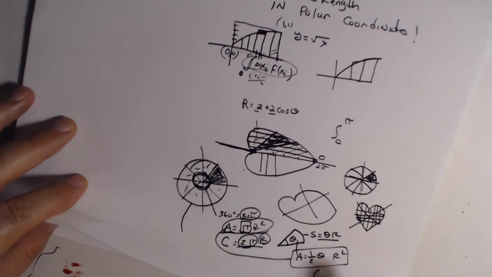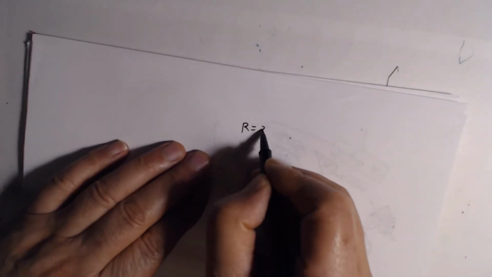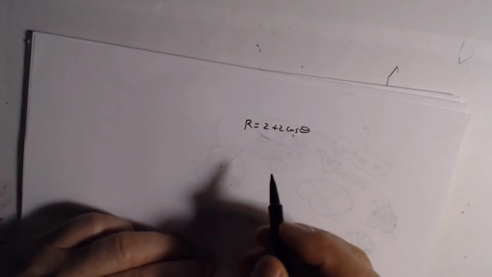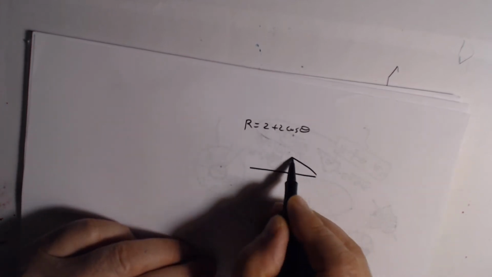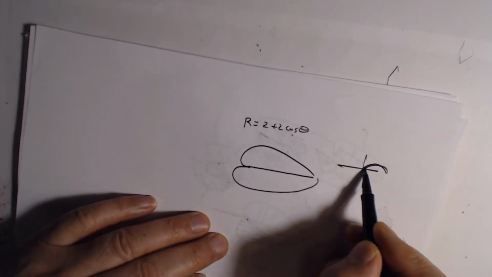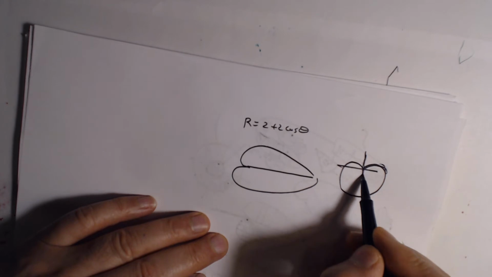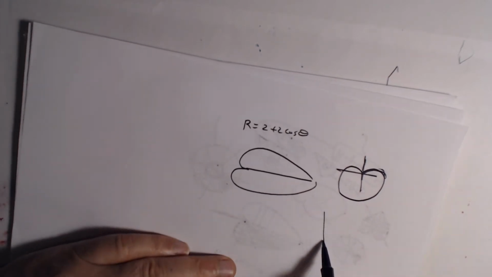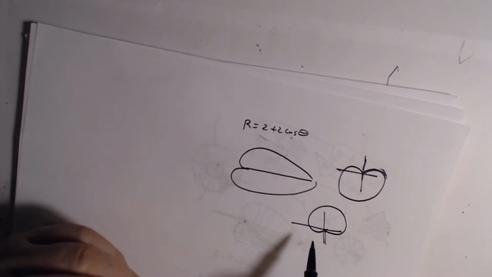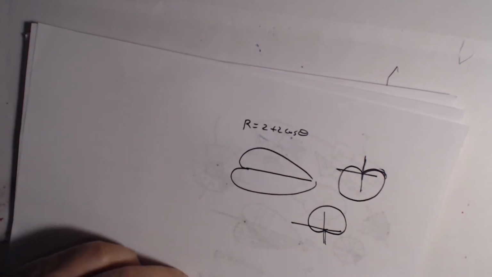And the question is, if you have a cardioid of r equal to 2 plus 2 cosine theta, you have to know where the cusp is. Sometimes the cusp, depending on the cardioid, is at pi. Sometimes the cusp is not at pi. Maybe it's at pi over 2. Maybe the cusp is at 3 pi over 2. I don't know where the cusp is. Then you have to know at least something about the graph.